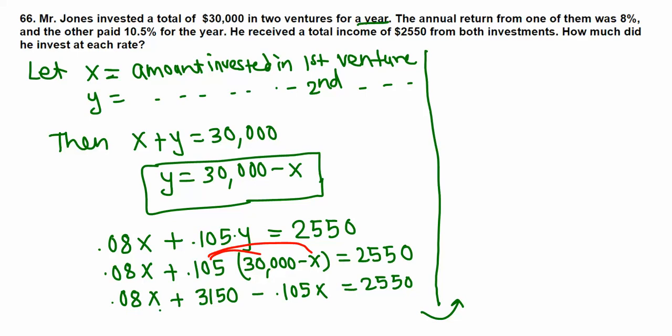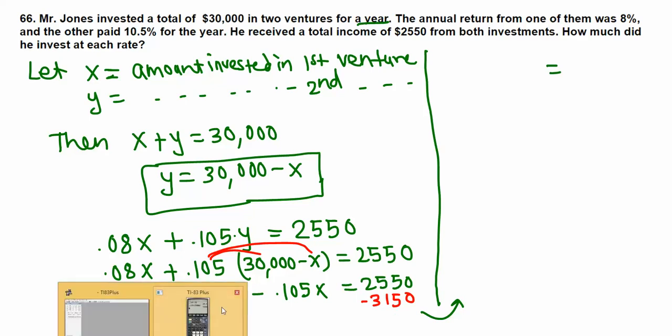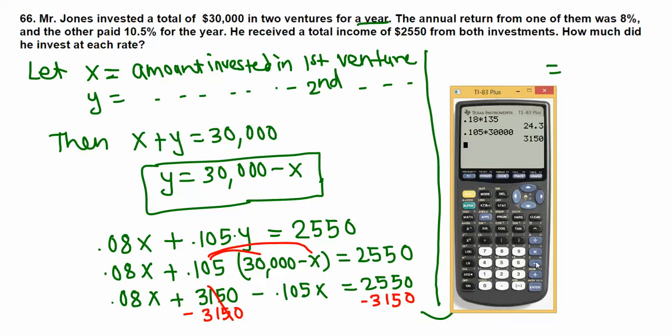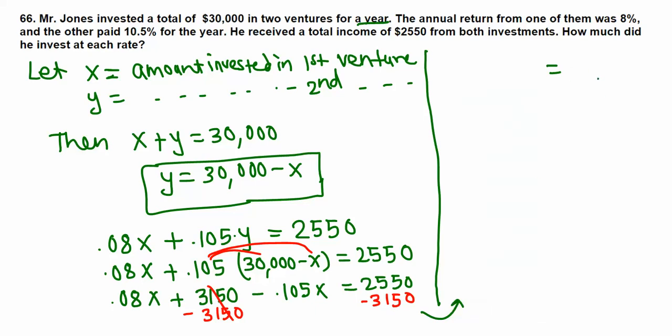Here's an X, here's an X, so these are like terms, and this is a number. So we want to move this 3,150 to the other side. When we subtract, we can use the calculator again. 3,150 minus 2,550 is 600. So this is bigger, so negative 600.